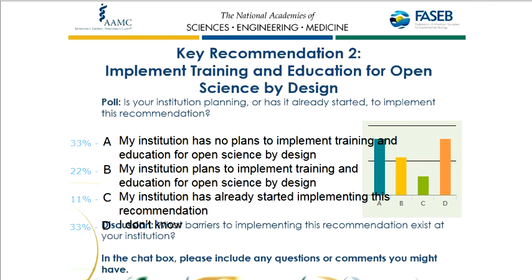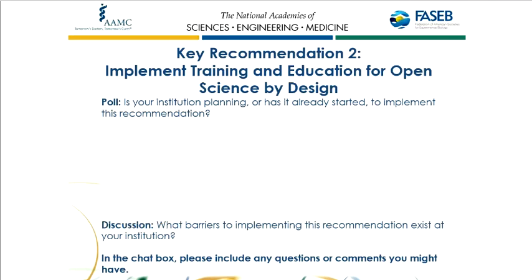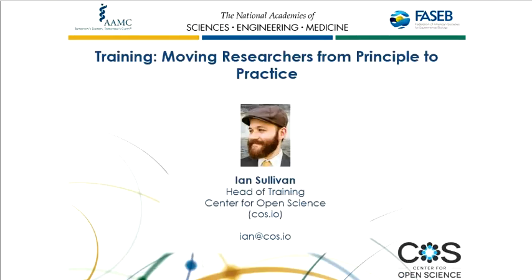So it looks like 30% have no plans, 30% have plans to begin implementation, 10% have started implementing, and 30% are not sure. Okay, so I would like to introduce Ian Sullivan, who is Head of Training at the Center for Open Science, and he's going to give us some tips on how to implement training of open science.